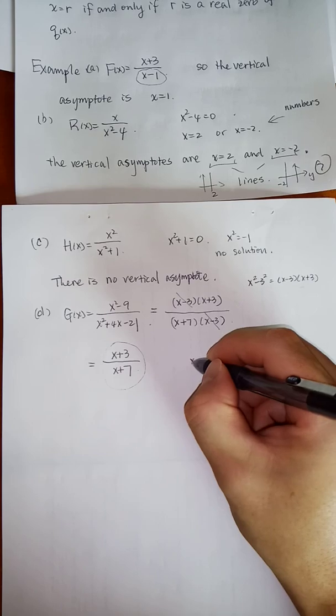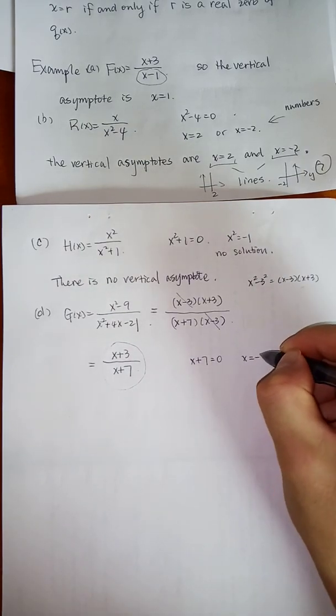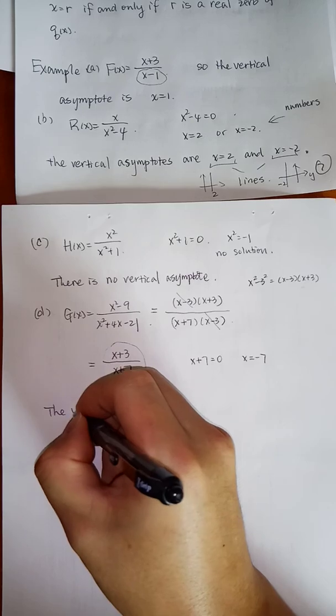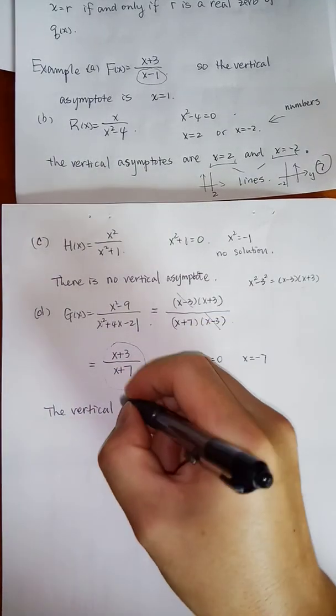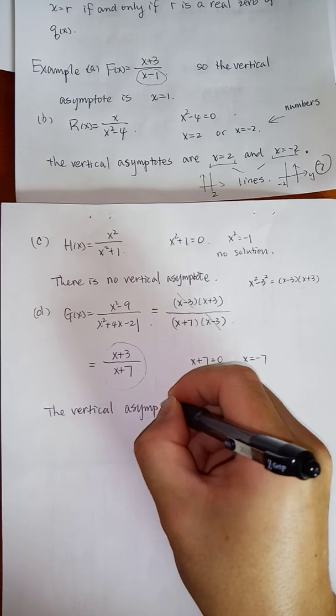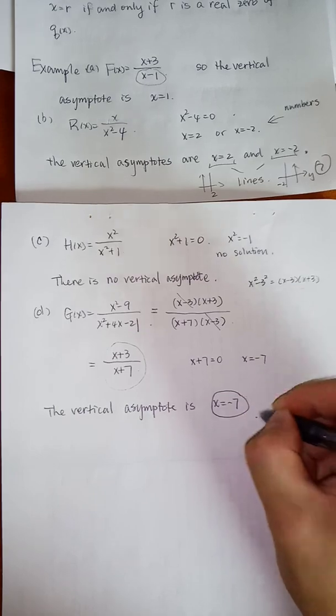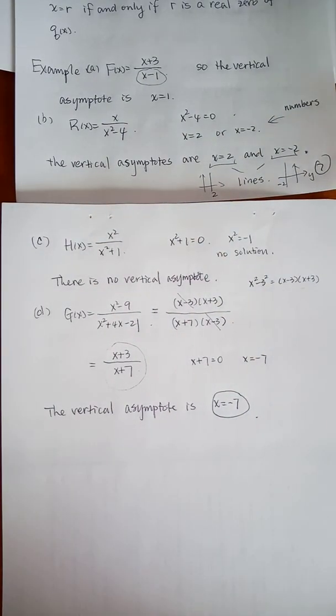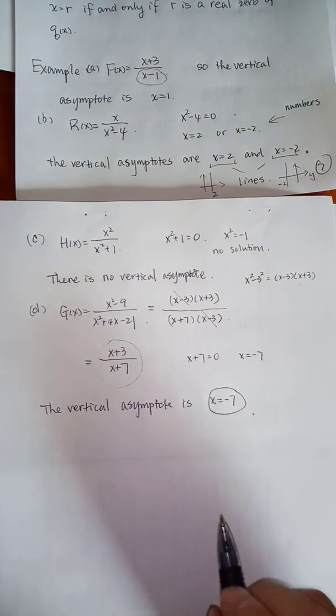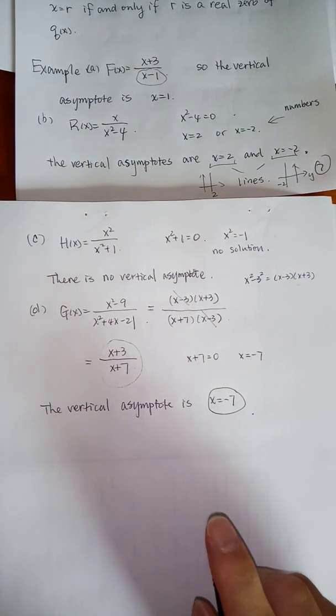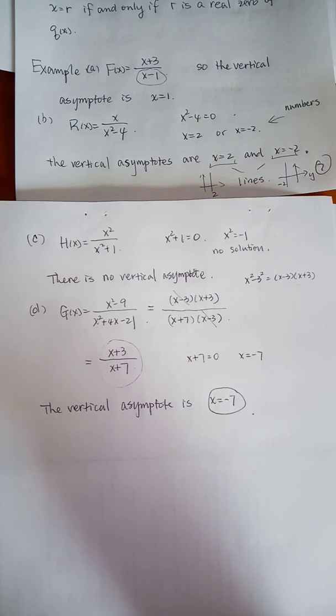In this expression, you set the denominator equal to 0. You get x equal to negative 7. So the vertical asymptote is only x equal to negative 7. This is a unique vertical asymptote. So we know how to find the vertical asymptote, under the hypothesis that the rational function is in lowest terms.